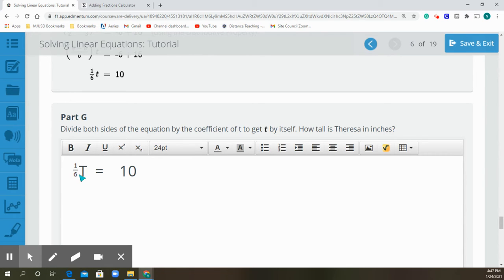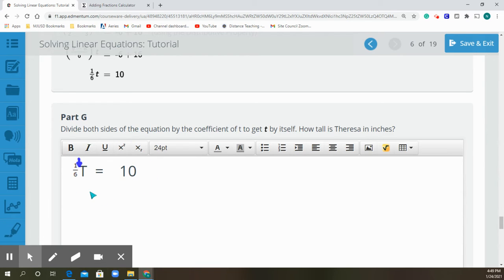Up at the top, when I said if you divide from one side, you got to divide from the other. And this space right here means multiply. So to get rid of the 1/6, we're going to multiply 1/6 times t. That's saying 1 over 6 times t. But to get rid of it, we're going to divide. So in order to divide 1 over 6, it is the same as multiplying 6 over 1.